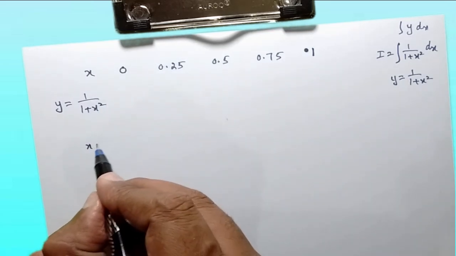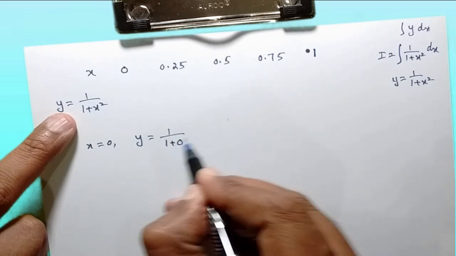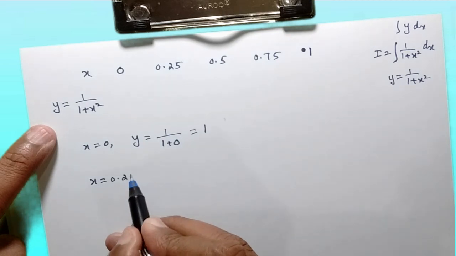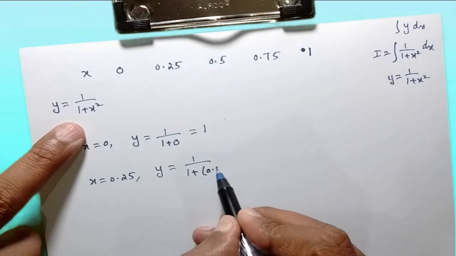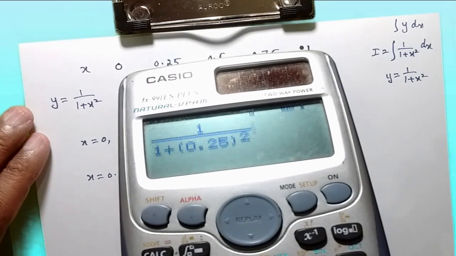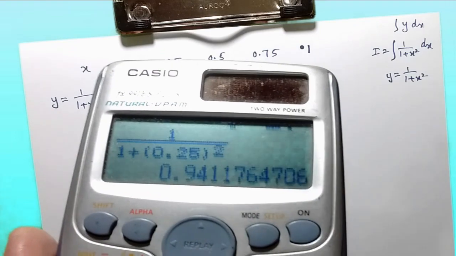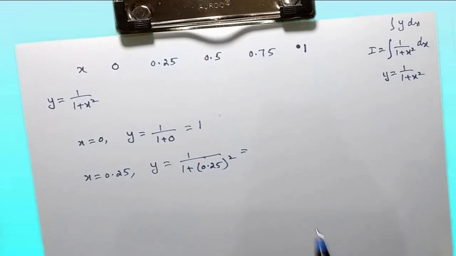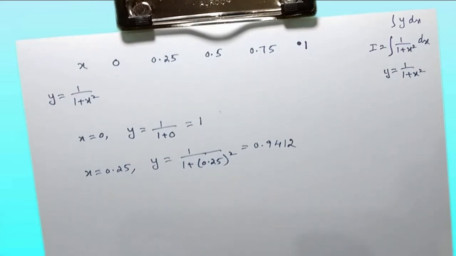So for x equal to 0, what will be the value of y over here? It is 1 by 1 plus 0 square, which is 0. So just 1 we will be getting. Then x will be 0.25. Y will be how much? 1 by 1 plus 0.25 whole square. You can just see I have typed the value and pressed the equals sign there to get it, or in terms of the decimal you will be getting this particular value. So it will be 0.9412, approximate to 4 decimal places.